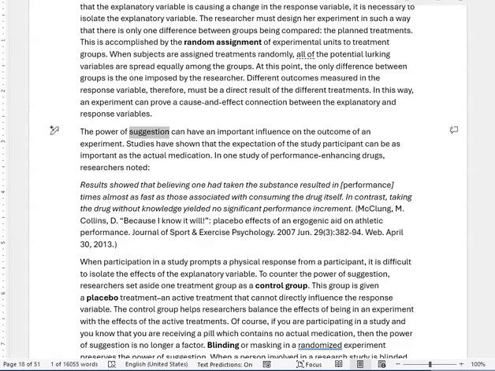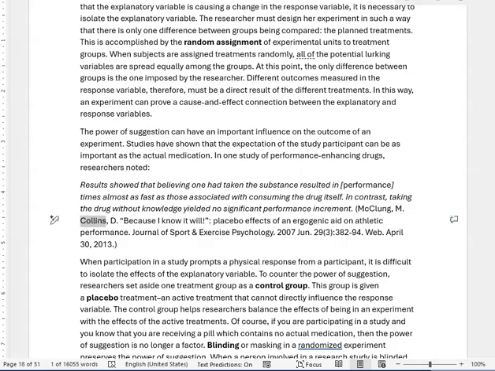The power of suggestion can have an important influence on the outcome of an experiment. Studies have shown that the expectation of the study participant can be as important as the actual medication. In one study of performance-enhancing drugs, researchers noted, "Results showed that believing one had taken the substance resulted in performance times almost as fast as those associated with consuming the drug itself. In contrast, taking the drug without knowledge yielded no significant performance increment."